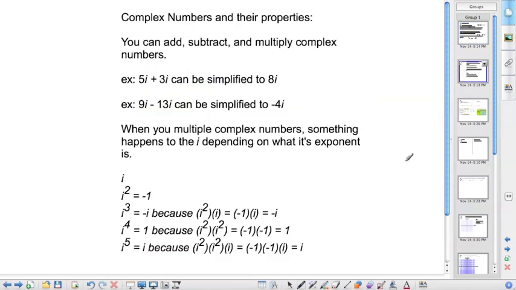With complex numbers, you have certain properties. You can add, subtract, and multiply complex numbers. With 5i plus 3i, you can simplify it to 8i. 9i minus 13i can be simplified to -4i. Think of i as a variable where you're just combining like terms.